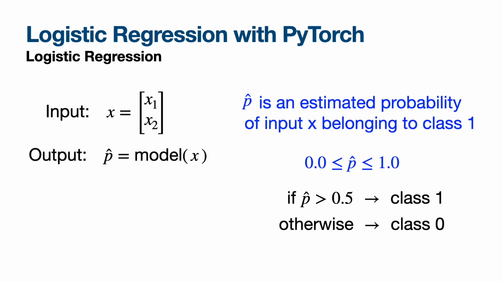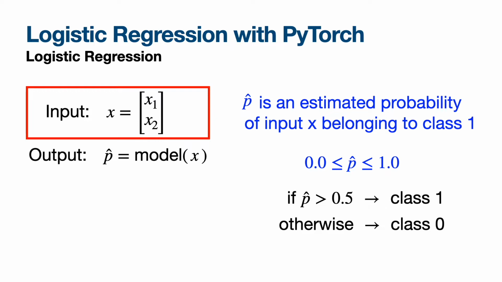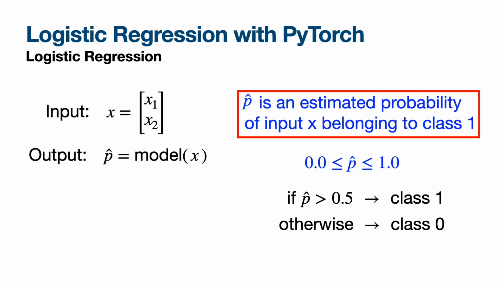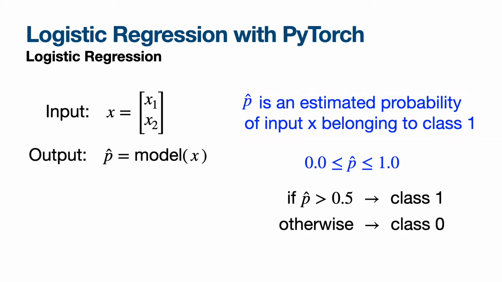To reiterate the point, the input to the model is x1 and x2, and the output is p hat, which is the probability of the input data point belonging to 1. It also means the p hat is bounded between 0 and 1. Therefore, the model must ensure the output is between 0 and 1. Then, we can check whether the probability is more than 50% and see if the data point is from class 1 or 0.